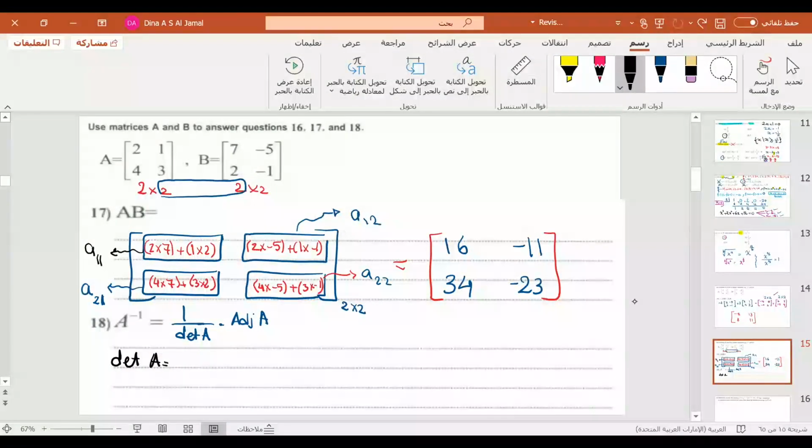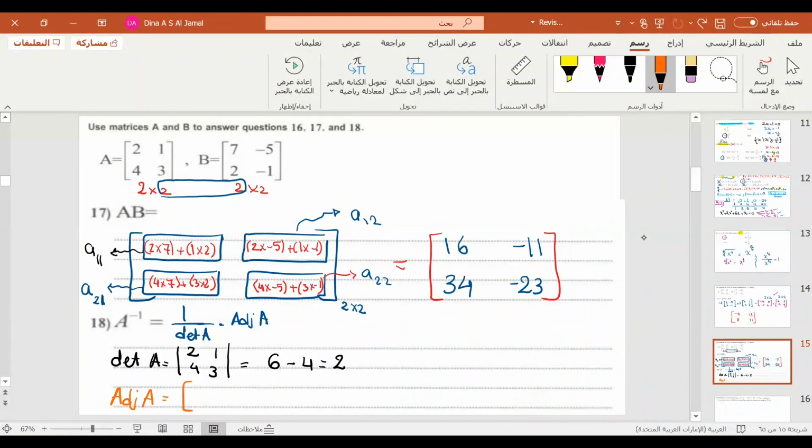So if you would like to find the determinant of A, that means 2, 1, 4, 3. Let's find the determinant of this. 2 multiplied by 3, 6, minus 4 multiplied by 1, 4. So it will be 2. Then, what do I mean by adjoint of A?